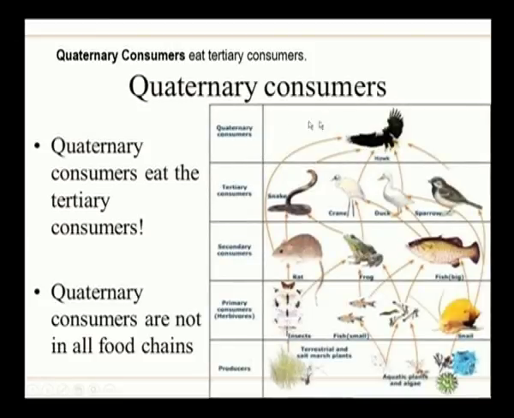So this is how the entire ecosystem is connected with the food chain and how energy transfer is happening. You can look at this picture. Quaternary consumers are not in all food chains, but they can eat the tertiary consumers basically.